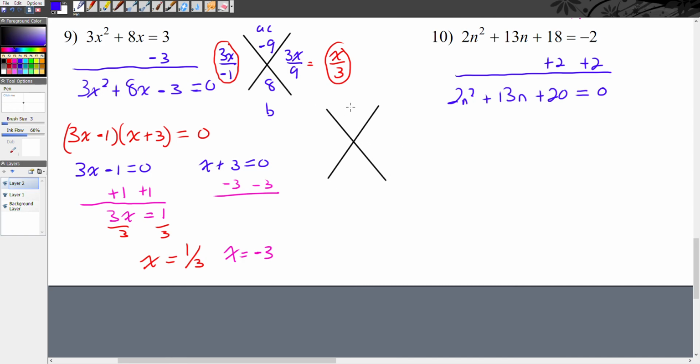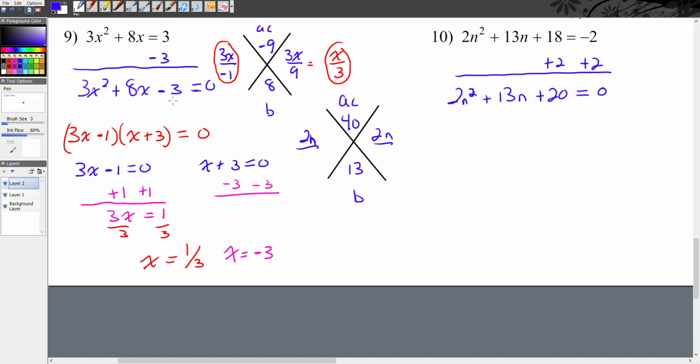So up here, I'm going to do a times c. 2 times 20 is 40. Down here, I'm going to do my b value, which is 13. And then over here, 2n squared. Over here, I'm going to put 2n as my numerators for my fractions.